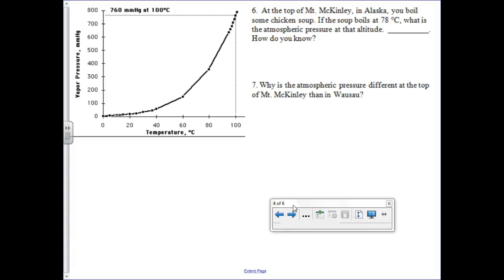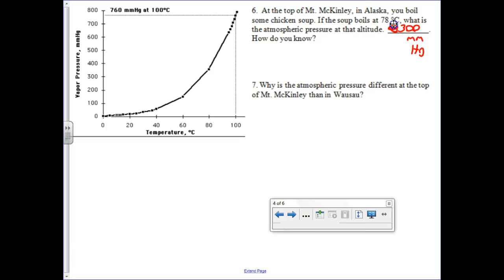Okay? Well, if it's boiling, the vapor pressure and the atmospheric pressure have to be equal. That's the definition of boiling. So the atmospheric pressure at 78 degrees Celsius is going to be equal to the vapor pressure, and that's going to be 300, give or take. 325, whatever you want to call it. This is millimeters of mercury, by the way. I'm just going to say 300 because it's nice and round, but obviously it's probably a little above.